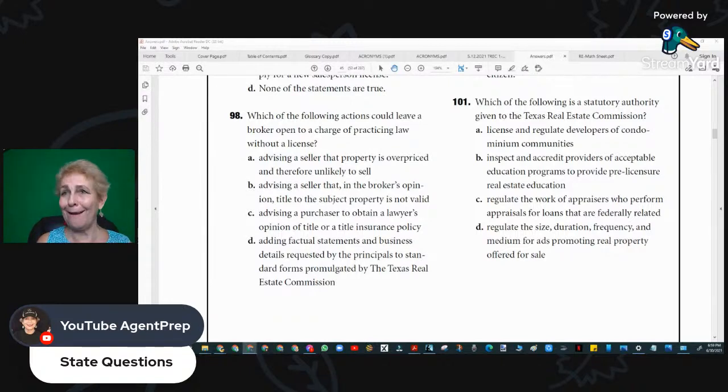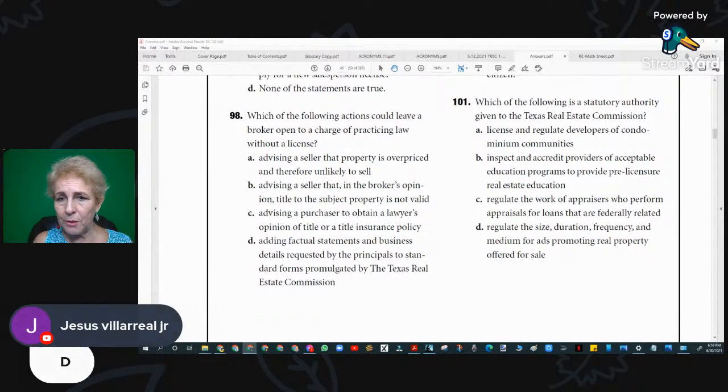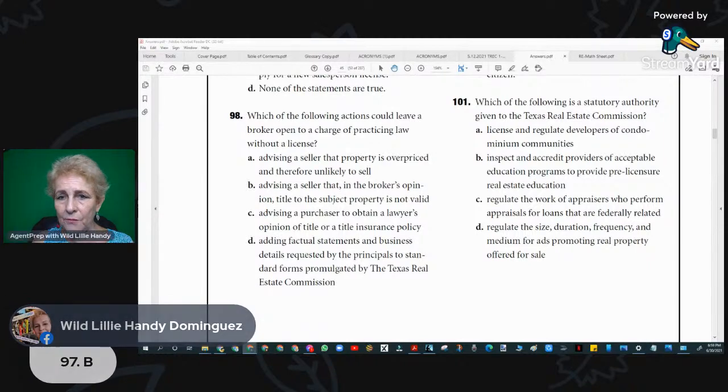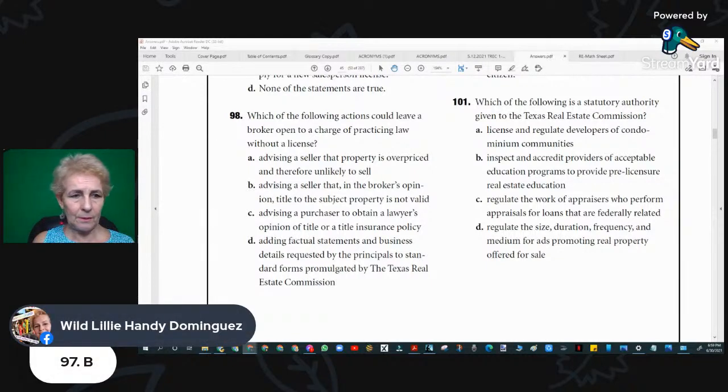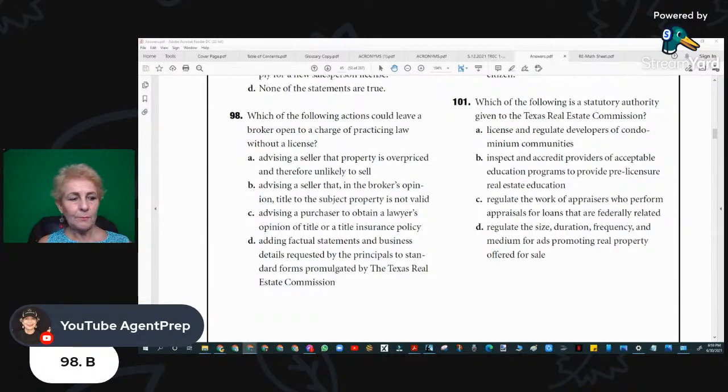Lots of laughs. Yeah. Okay, I don't know if I showed the answer for 97, right, was B. And then this is 98. And that too was B. Okay. So let me type it on Facebook.